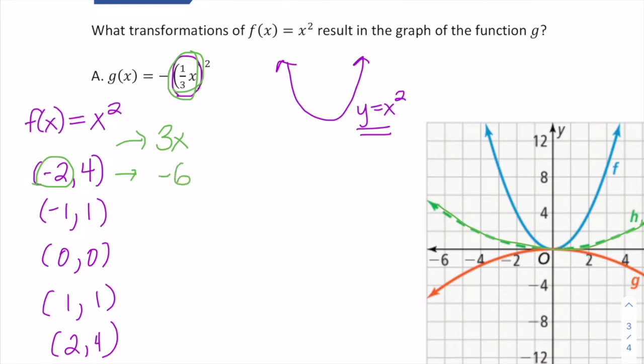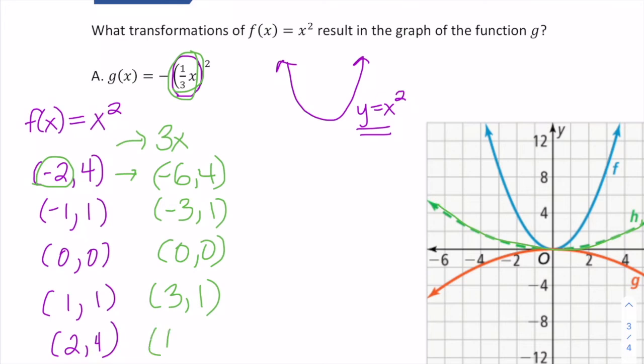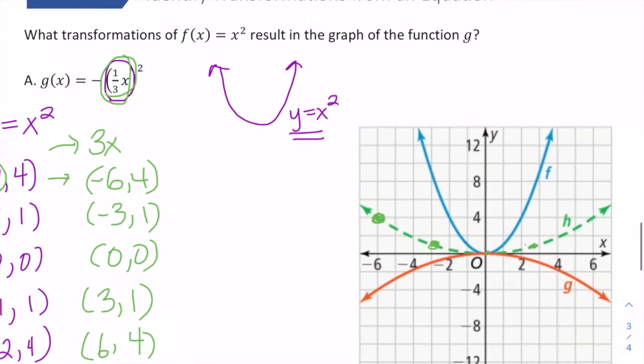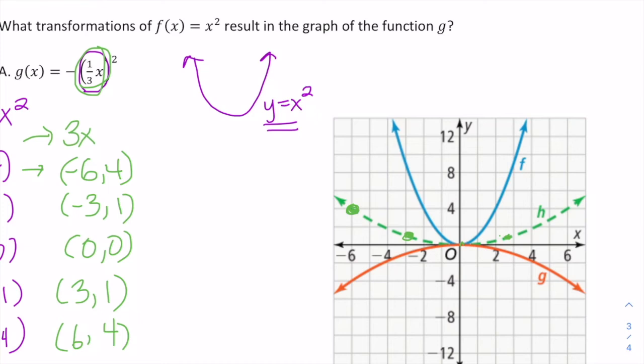So it's -6, 4, -3, 1, 0, 0 just stays put, 3, 1, 6, 4. So I just want you to see this graph here. So -6, 4 is right here. -3, 1, well, it's going to be here, but you could say it right there. And then you can have 0, 0, 3, 1, which is over here. And then we have 6, 4. Okay, but you could also see that 4, 2 is also on there.